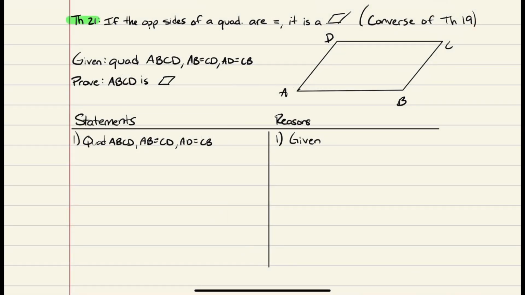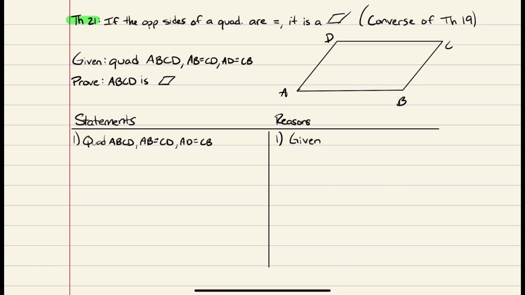Theorem 21 says this: if the opposite sides of a quadrilateral are equal, then that quadrilateral is a parallelogram. This is the converse of Theorem 19, which said that the opposite sides of a parallelogram are equal. So we're now going to flip it on its head and say the opposite. We're going to say if the opposite sides are equal, then it's a parallelogram.